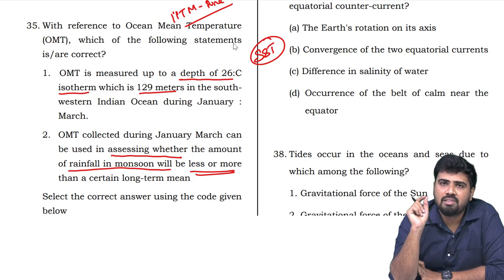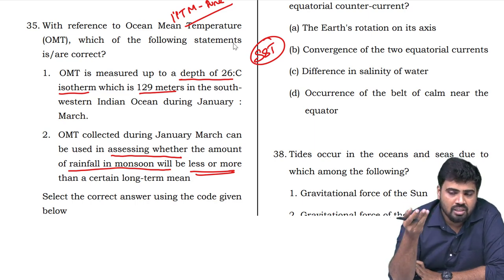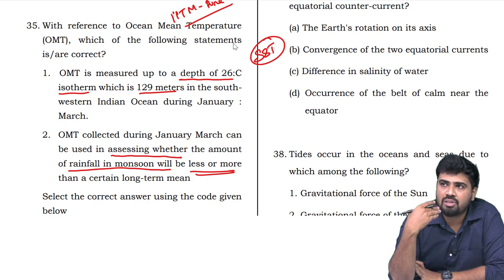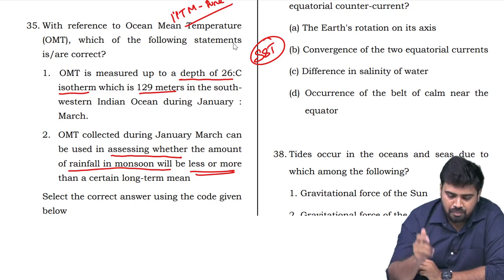But what is the problem with sea surface temperature? It can be influenced by many factors. For example, inflowing wind can alter sea surface temperature, or ocean currents can alter it, or anthropogenic reasons can impact it. So its success rate is comparatively less in predicting monsoon. So they have developed a new study called the Ocean Mean Temperature Study.